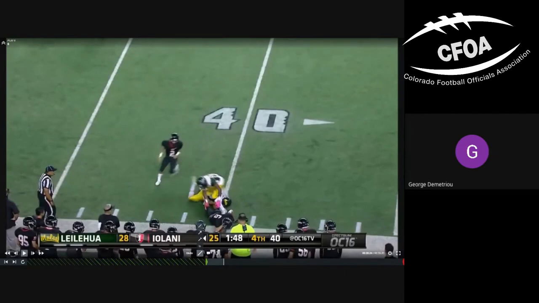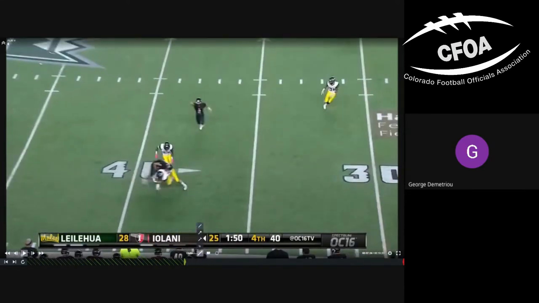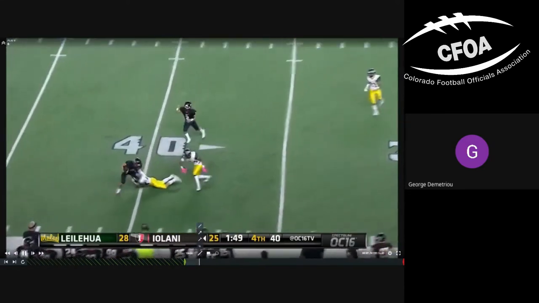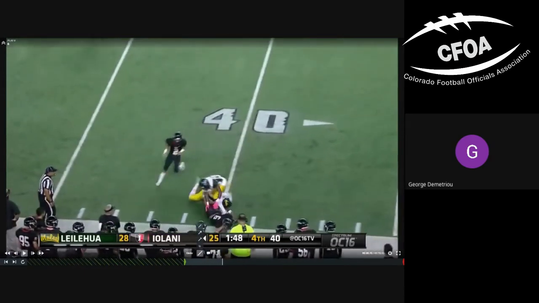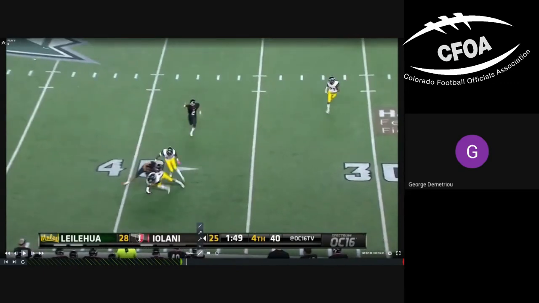No, the progress got stopped at the 38 when he got driven back. He never broke free. Once he got pushed back, he was never able to advance. See, he's in control there. And that's what the line judge didn't understand. That play, the play ends right there.